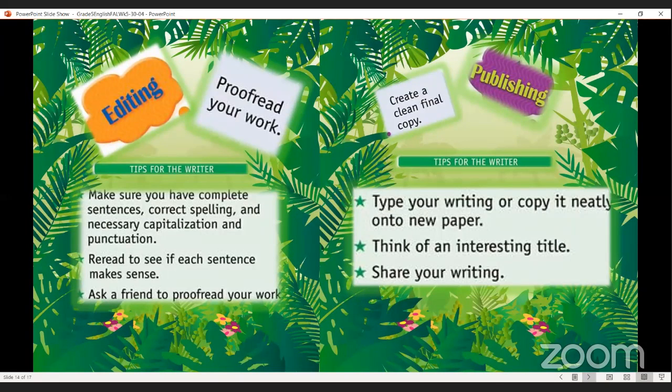Now, publishing, we create a final clean copy. So we do our final draft, okay? And then you can type it, you can write it, you can think of an interesting title, just like I did, and you can share your writing with me. And I am going to show you how you can do that.